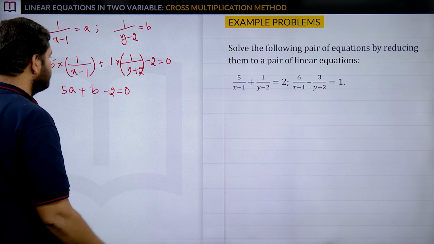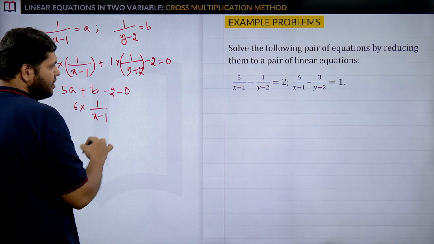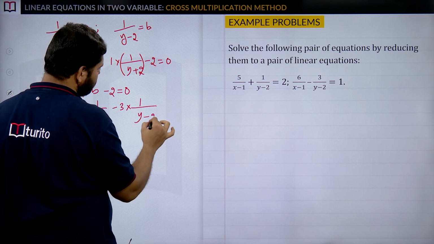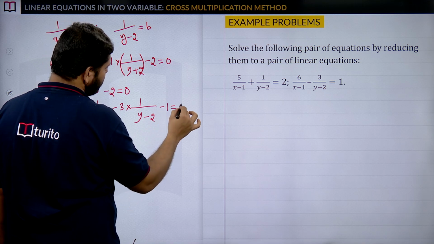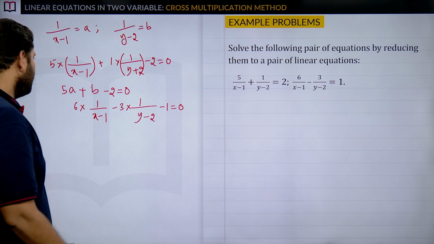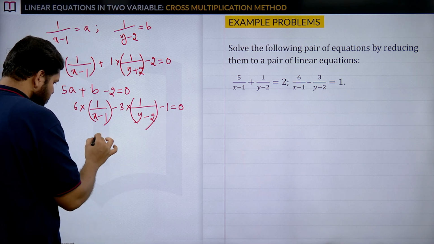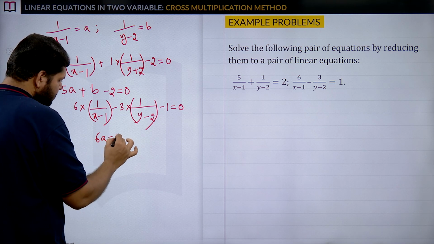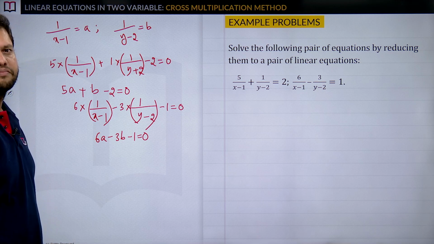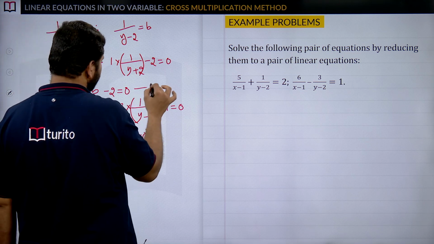Okay. Next one children, 6 into 1 by x minus 1, minus 3 into 1 by y minus 2, is equal to 1. We can write as minus 1. Okay children? Again assume this value, already we have assumed it children, so that is a, so replace a and replace b. So we can write 6 into a, and we replace 3 into b, and this is a minus 1 equal to 0. Clear children?